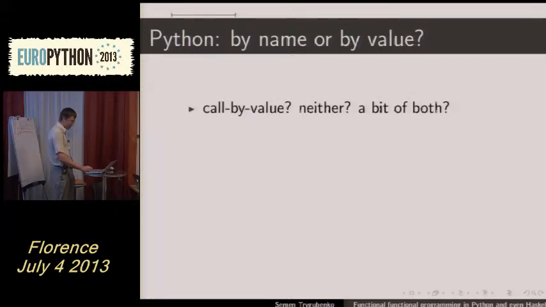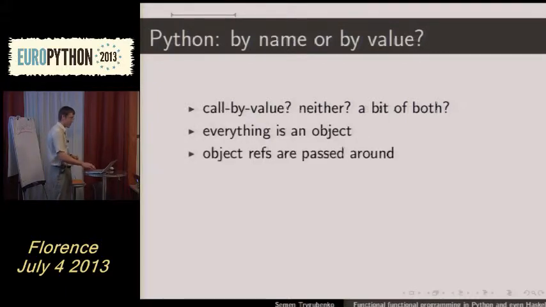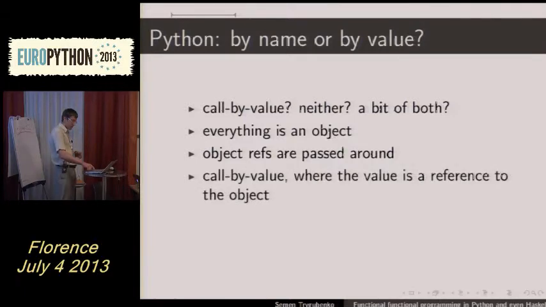Basically, I think it's a bit of both, and it's neither. If you stick to a conventional definition, it is called by value, perhaps. We know that in Python everything is an object, and references to objects are passed around. If you take a conventional definition of call by value, it's actually call by value where the value is assumed to be a reference to the object in question.